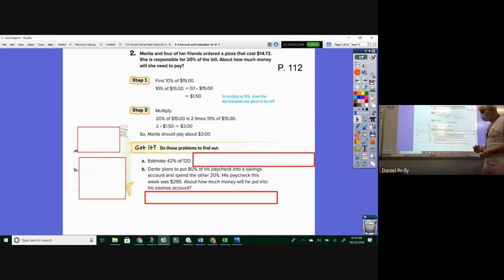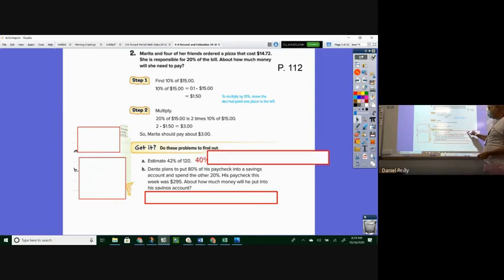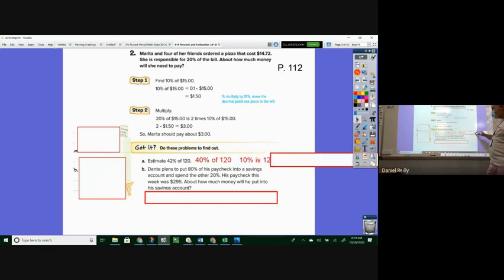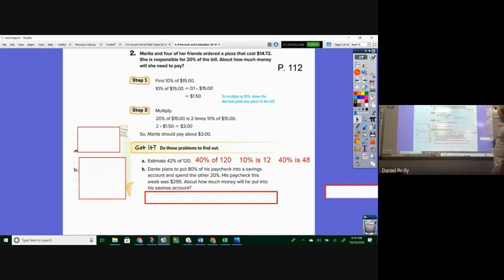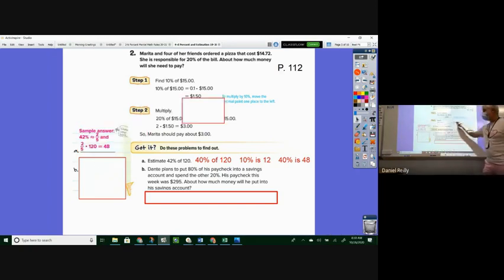Make it 40%, okay? To find 40%, I find 10%, which I do by doing what, Olivia? Moving the decimal, so that's 12, right? So 10% is 12. And then what's 40% then? If 10% is 12, then 40% is $48, okay, or 48. Okay, that's how you do that problem.